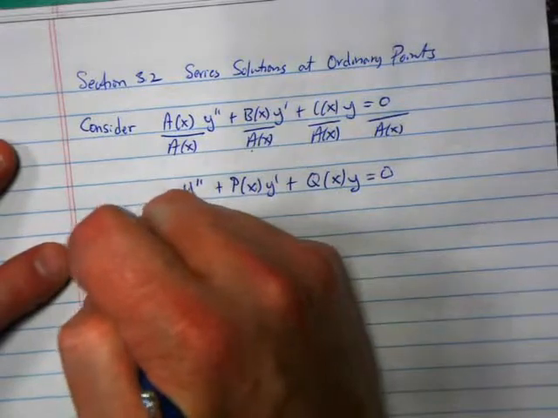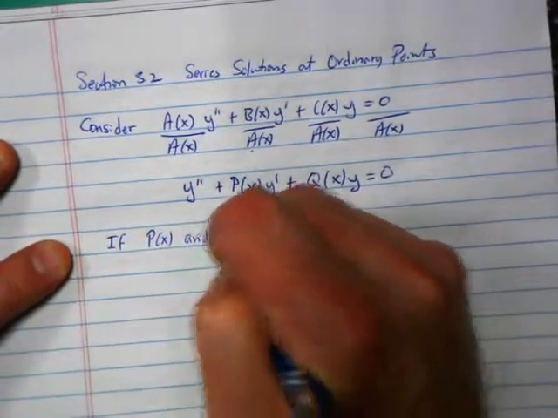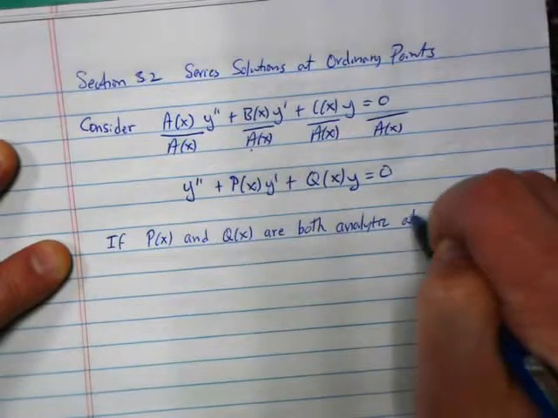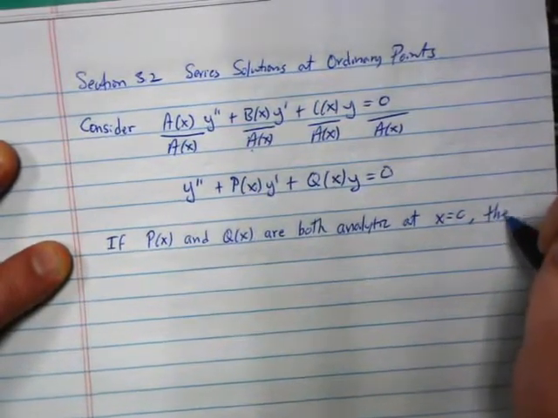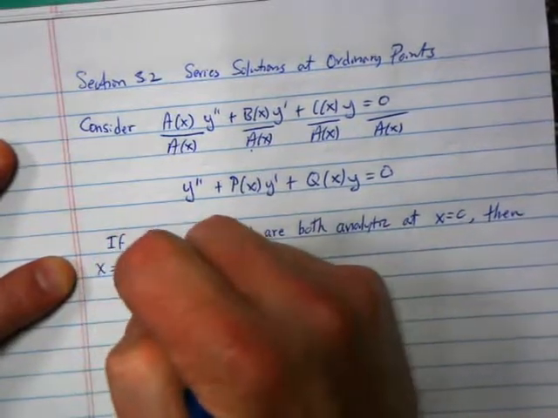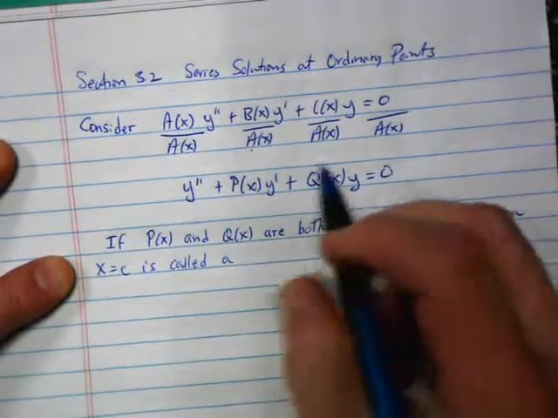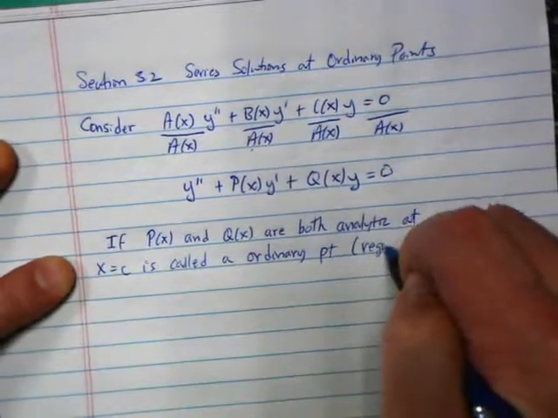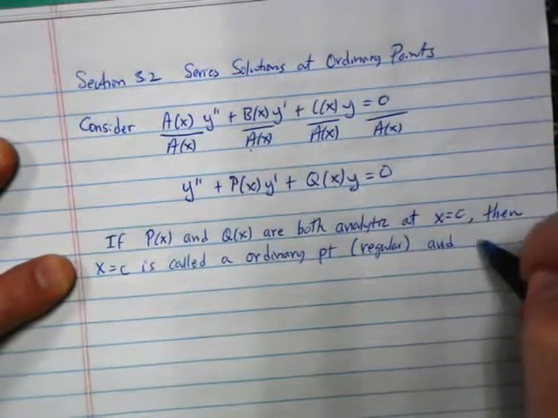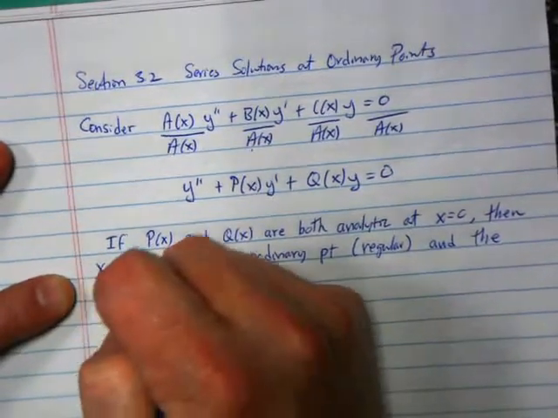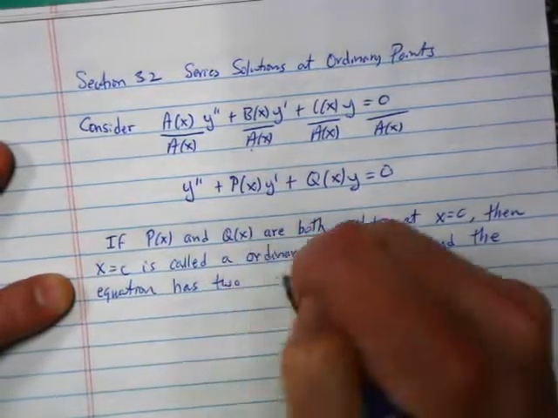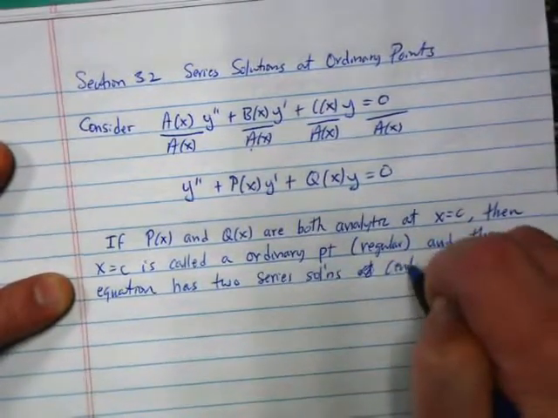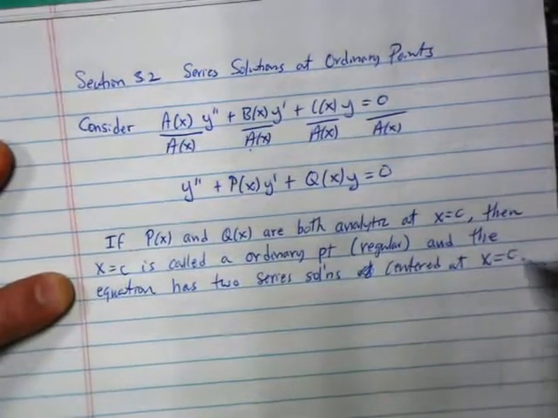If p of x and q of x are both analytic at x equals c, then x equals c is called a regular point or an ordinary point, sometimes called regular, and the equation has two series solutions centered at x equals c.